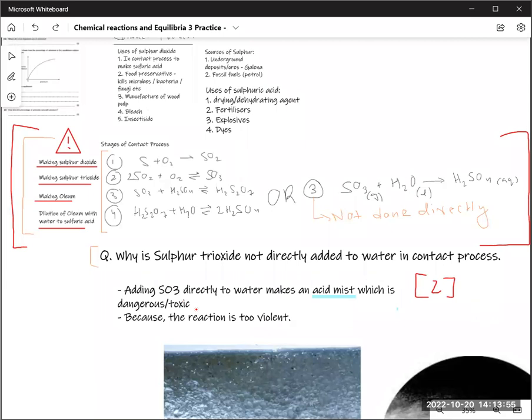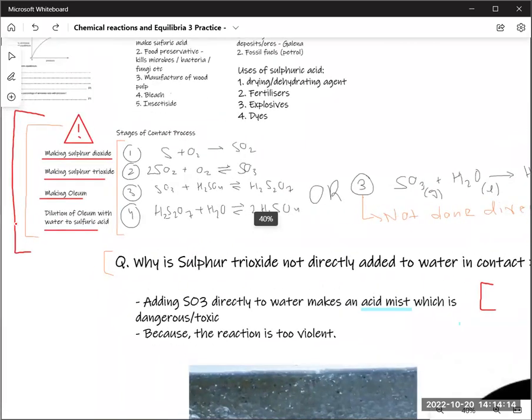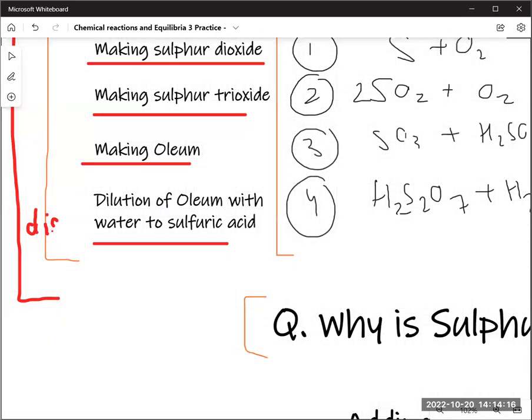And if they ask you to give the reactions and describe the reaction, it's a clear 4-step process. Make sulfur dioxide, make sulfur trioxide, make oleum, then dilute oleum with distilled water to make H2SO4. So you should add distilled over here, not any water, but distilled water.